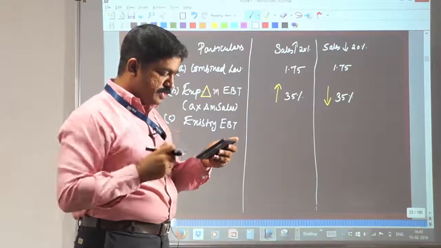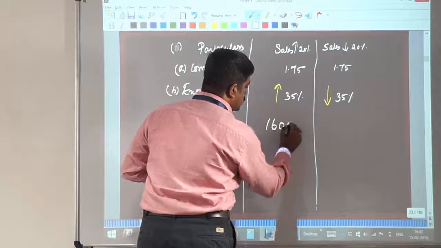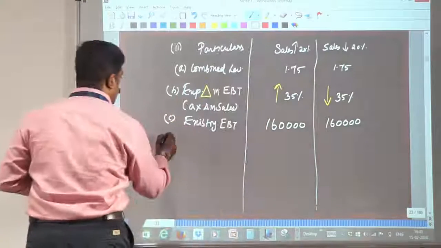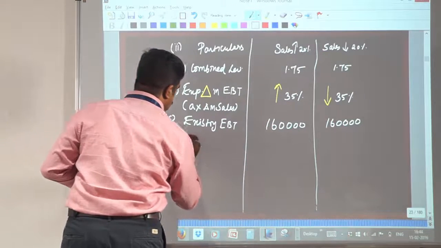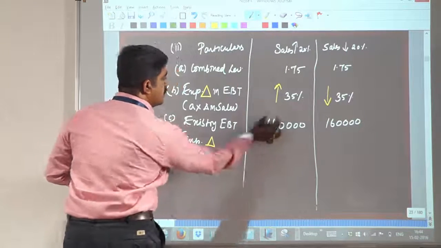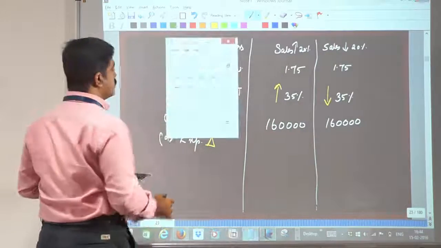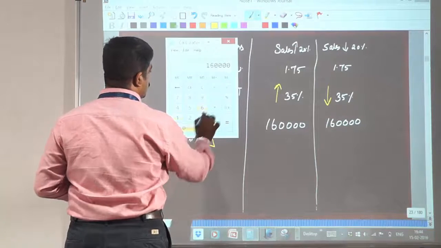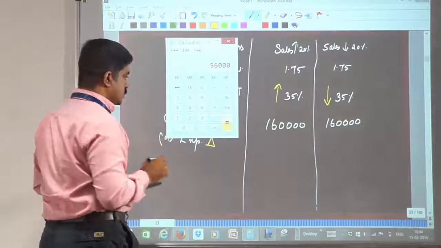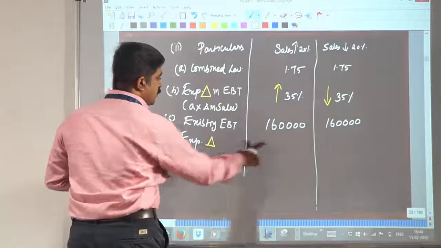Let me go back to the question. The question says my existing EBT is 1,60,000. Without factoring the change, it is 1,60,000. Now what is the expected change? My EBT will increase by 35%. It will decrease by 35%. So first of all, let me calculate what this 35% is. 1,60,000 into 35%. How much is that? It is 56,000. So here, let me write it. It is 56,000.